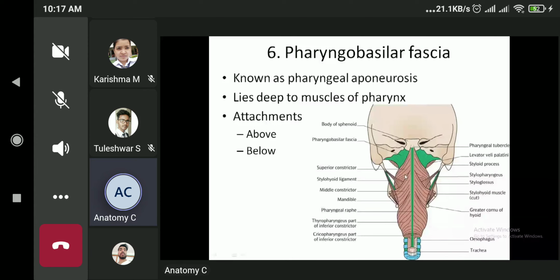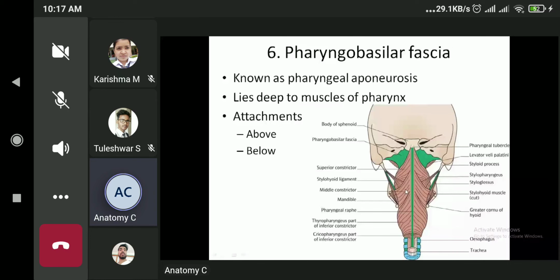This pharyngobasilar fascia lies deep to the muscles of the pharynx. Talking about its attachment, superiorly it is attached to the base of the skull, and inferiorly it gradually becomes loose areolar tissue and finally gets lost somewhere within the superior constrictor muscle. Remember, it does not extend beyond the superior constrictor muscle. Okay, this is about the pharyngobasilar fascia.